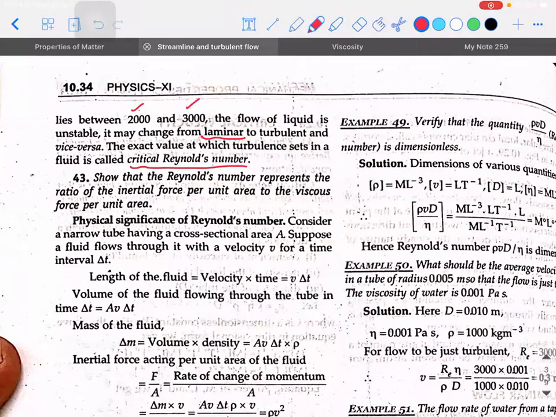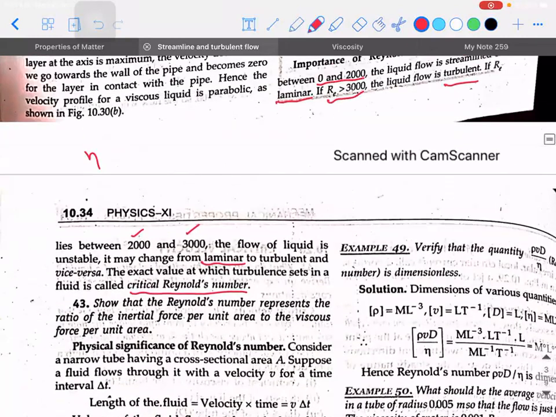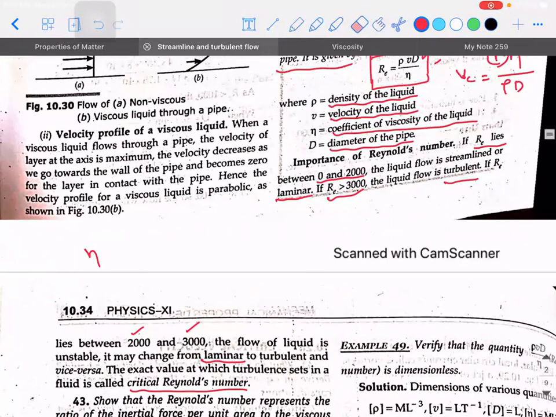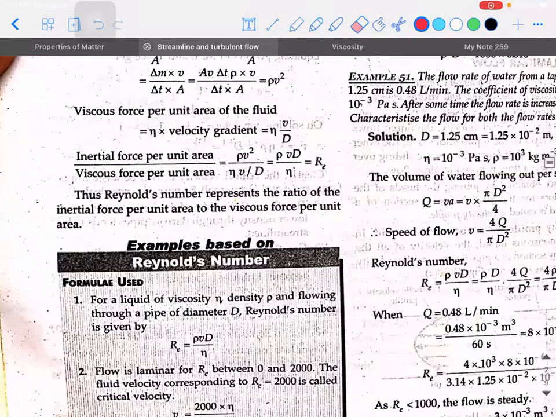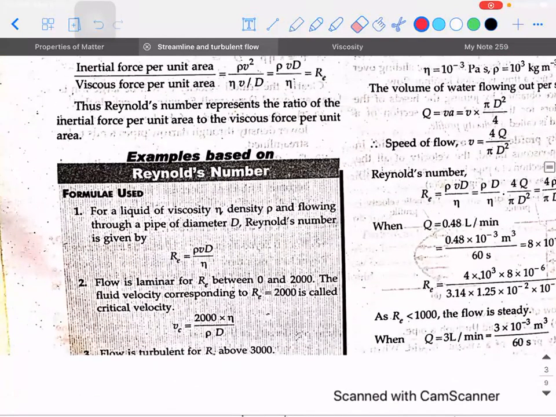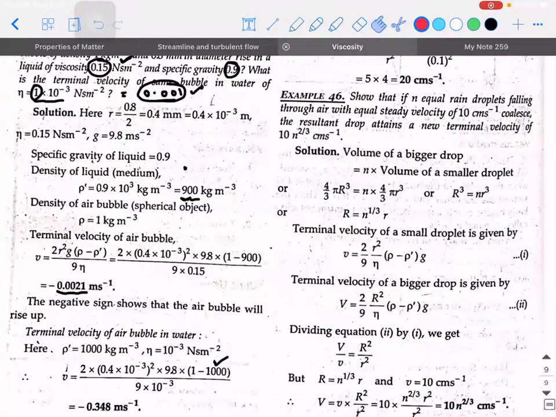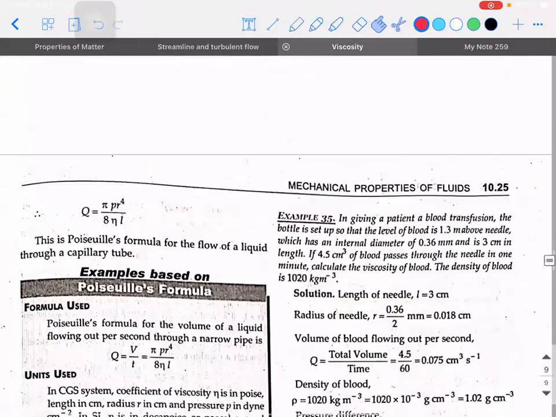By the way, I hope you know what is neta, right? Neta represents the coefficient of viscosity. We have not discussed viscosity as of now. I've directly started with what is streamline and turbulent flow. So let us discuss some part of viscosity also, so that you have better clarity on it.